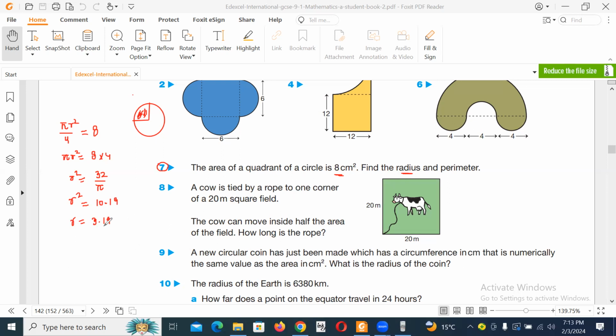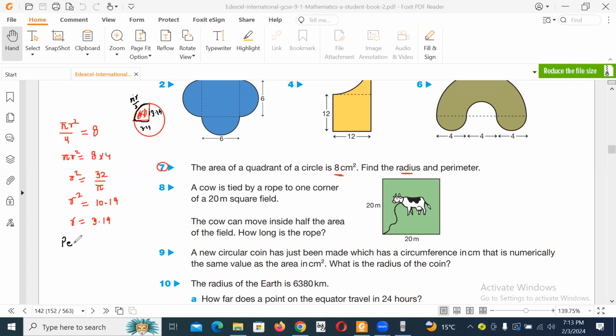And after this, they want us to find the perimeter. So for the perimeter, we need this length. If we check carefully, we need this length. r is 3.19. So we can add 3.19 two times, meaning the outer lengths and the arc length. So remember that for this one, we know the formula, which is pi r over 2.